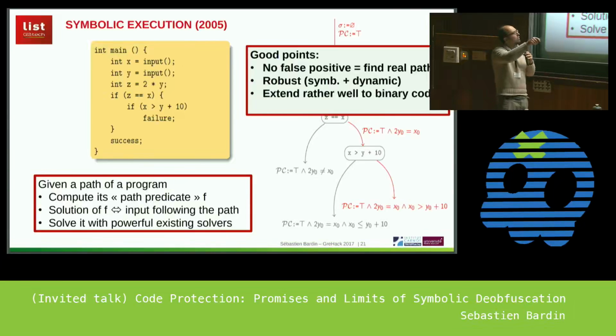It is robust. I don't show it here, but you can mix it with dynamic analysis. So if there is some self-modification, encryption, stuff like that, you can always say, okay, I stop to reason symbolically, I just execute. So you have some trade-off. And it extends rather well to binary code. You need to work a little bit, but other formal methods are just powerful to adapt to binary codes.